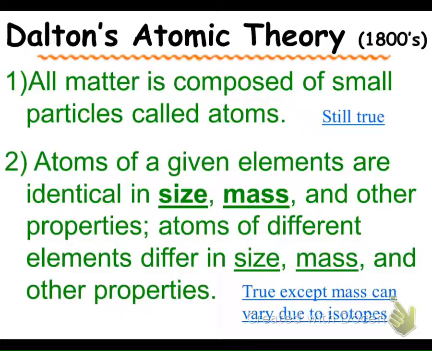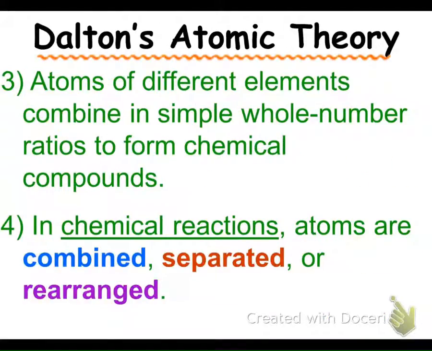The fact that matter is composed of small particles called atoms is still true, but one exception to the rule for number 2 in his atomic theory is that we know atoms can vary in mass because we can have isotopes, and we'll talk more about isotopes when we talk about atomic structure. Dalton also told us that different elements combine in simple whole number ratios to form chemical compounds, and that in chemical reactions, atoms are combined, separated, or rearranged. Those are 3 very important terms that you need to know in chemical reactions. When atoms combine in simple whole number ratios, this is the law of definite composition, so that's an important thing to note.